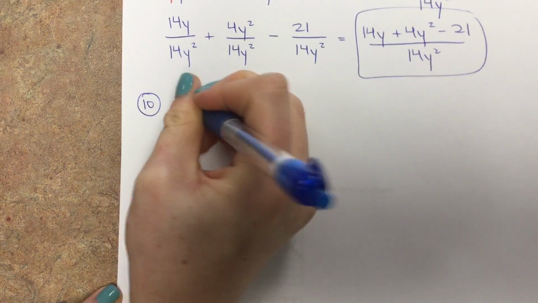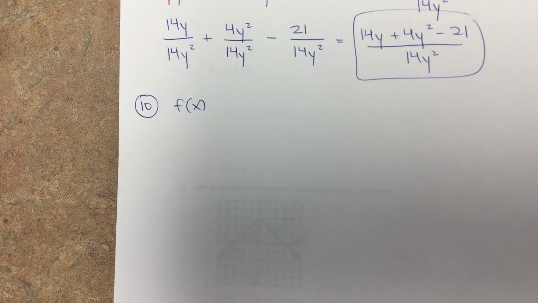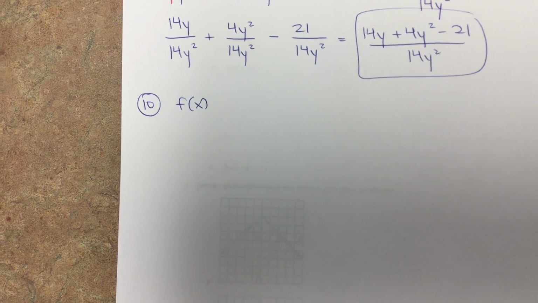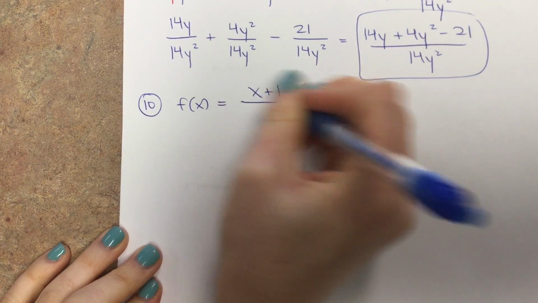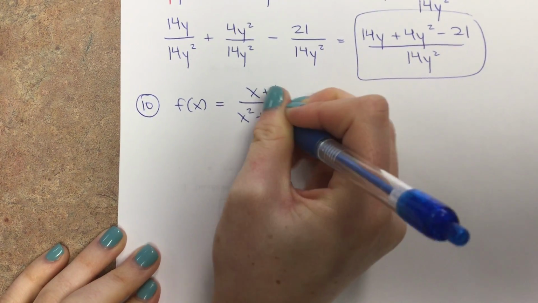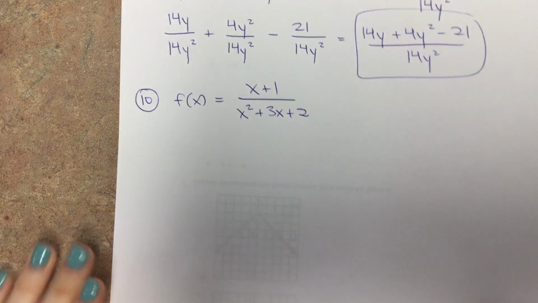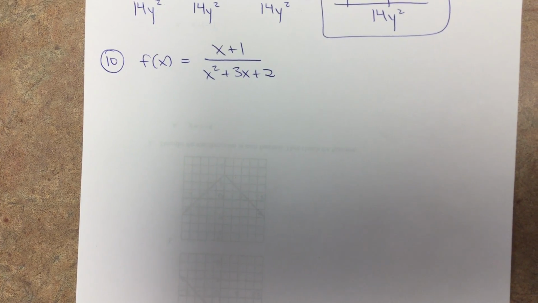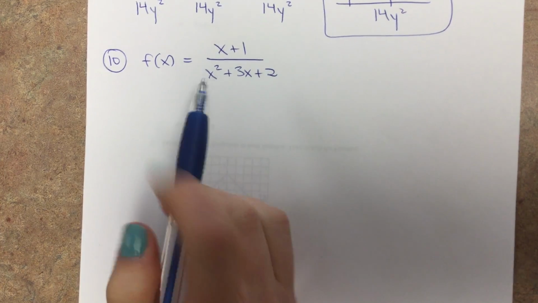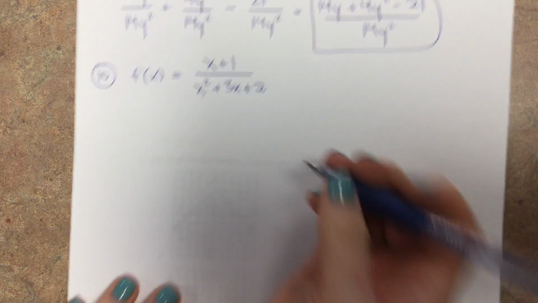So for number 10, it says, what is the equation of the vertical asymptotes? Remember, vertical asymptotes happen when you set the denominator equal to 0. So this starts off as x plus 1 over x squared plus 3x plus 2. So what we're going to do, and you guys will see more of these because I'm going to do some more graphs for you. You've got the numerator that gives you x-intercepts, and then the denominator that gives you vertical asymptotes. So they're asking about vertical asymptotes. This is going to have to be factored, so let's start by factoring it now.